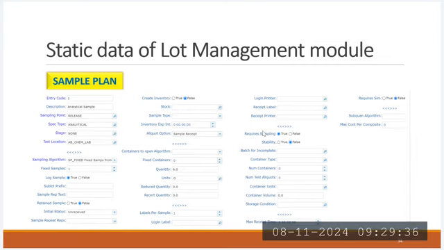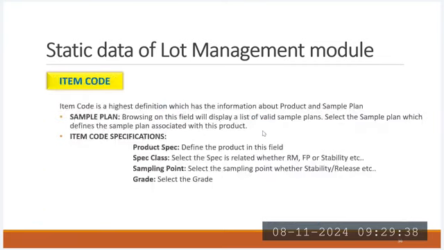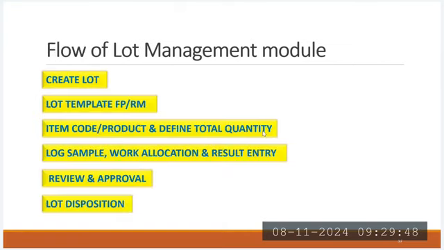And followed by item codes. Once you prepare the item code, how to fix the respective product specification, class, sampling point and grade. There are some procedures in the item code preparation as well. Once you prepare the item code, then you can create the lot and lot template for FPRM, product, and define total quantity.